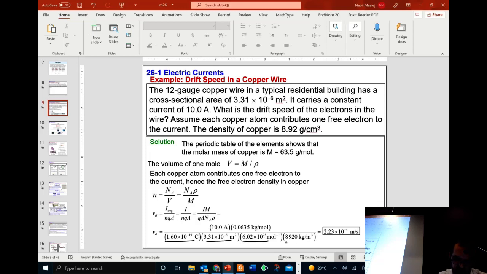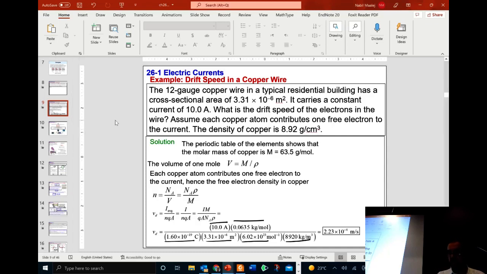This is the density, and we convert the density from gram per centimeter cubed to kilogram per meter cubed. This is the current, 10 amps, and the molar mass of copper is 63.5 grams per mole. You can get that from the periodic table. Sometimes, with the statement of a problem in the physics book, you have to look at the tables of elements.